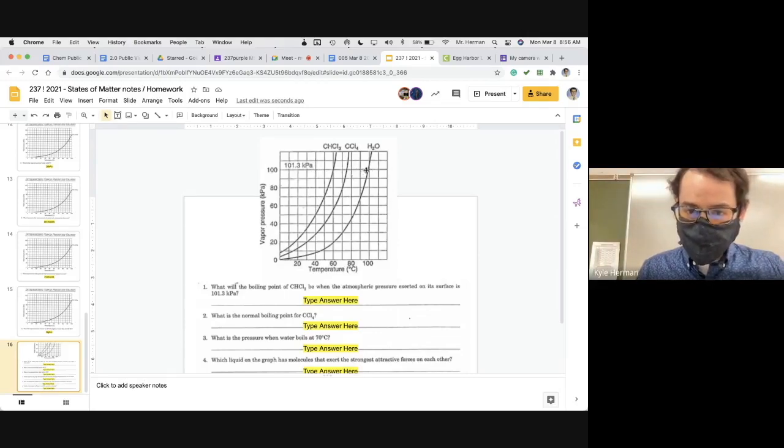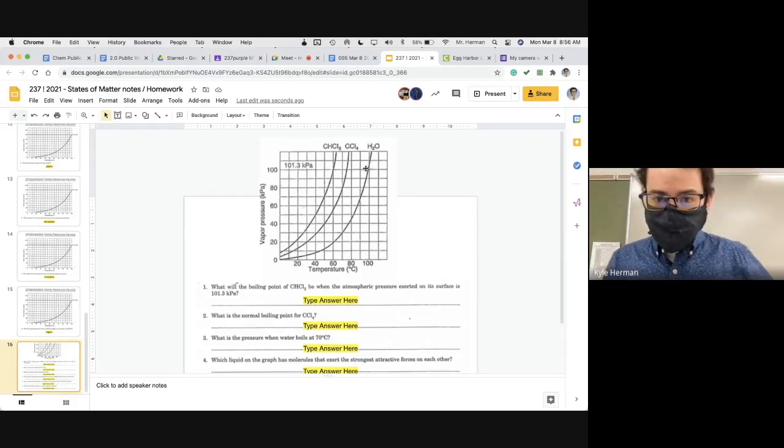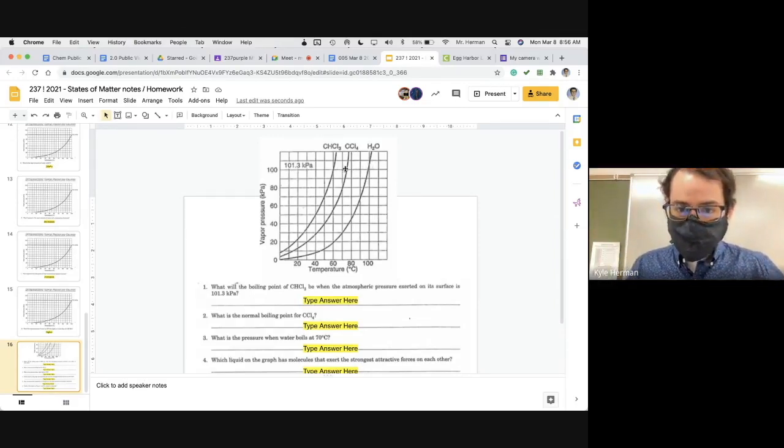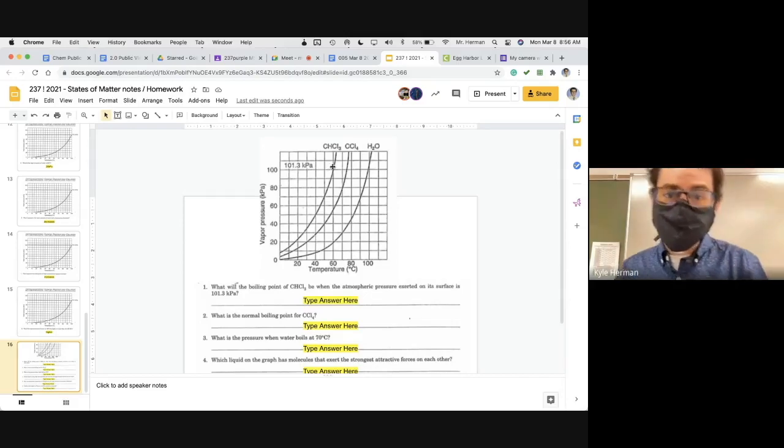If you wanted to, you can double check that this is correct. Here's water, right? At 101.3, water is going to boil at 100 degrees Celsius, which is what we're expecting. You can see that this one has a boiling point that's lower than water, and this one has an even lower one. So this one would have the lowest boiling point out of the three of them.